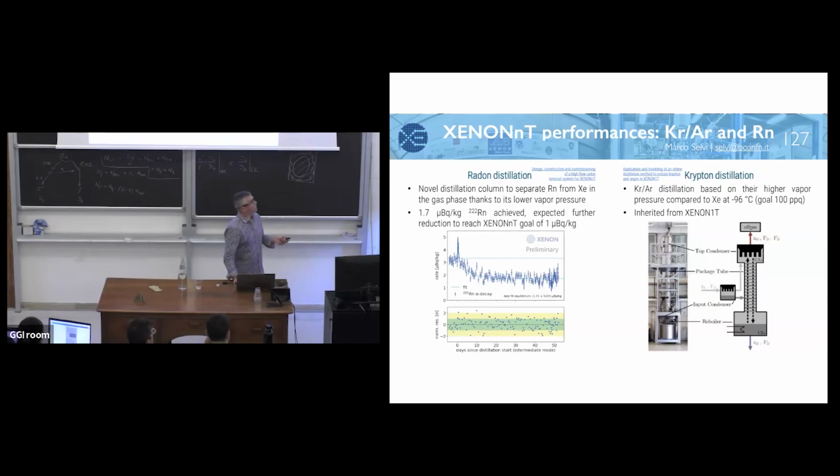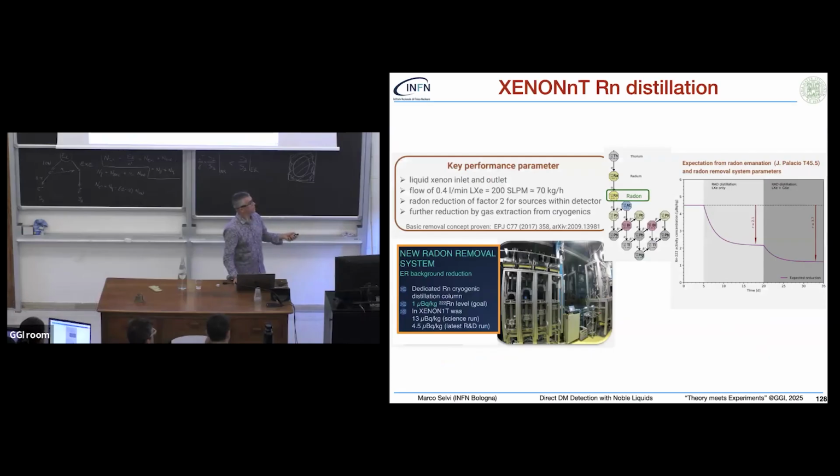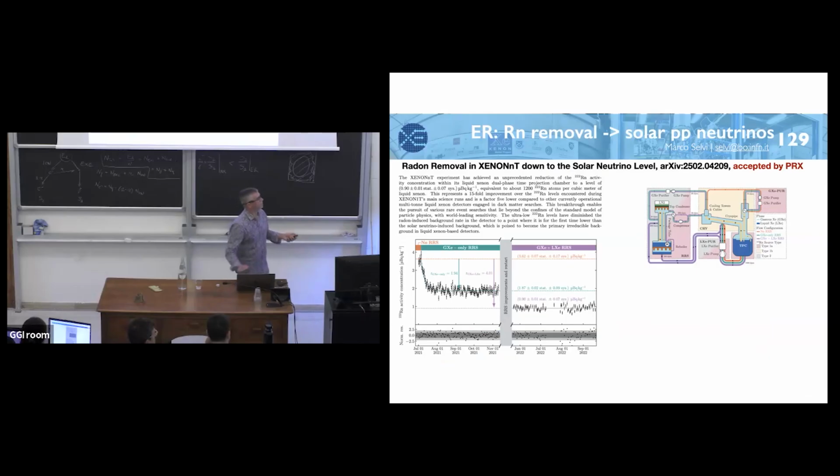The distillation: in addition to the krypton column, we added the radon distillation. This is used to get rid of radon, and this was done in the two phases of liquid and gas recirculation, and basically the results are here. With the new system, we obtained an important improvement in background, but also with the full power of the circulation through the column, we went below 1 microbecquerel per kilogram.